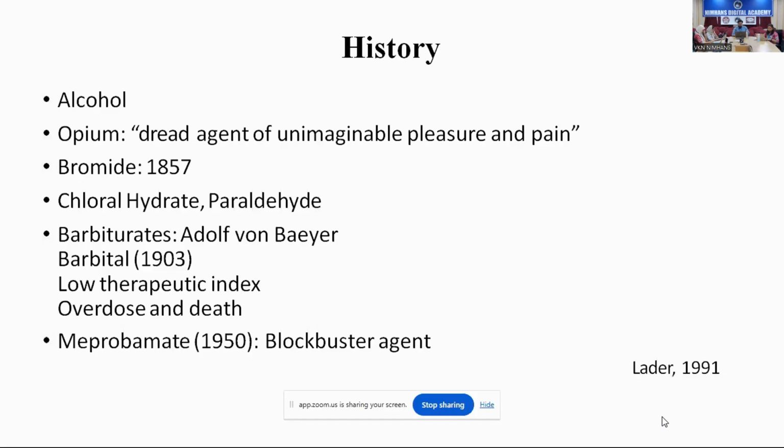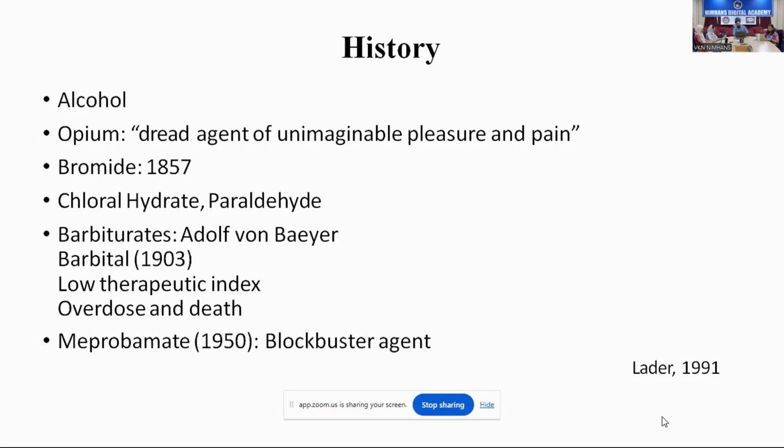Coming to the history, all the drugs that I've mentioned on the screen here, alcohol, opium, bromide, chloral hydrate or paraldehyde, even barbiturates, barbital, and meprobamate, these are the drugs which were used at certain points of time in history, in the late 18th century, early 19th century, and the 20th century for sleep induction or for sleep maintenance. Right. So these are the common things, but there were significant side effects of all the drugs.